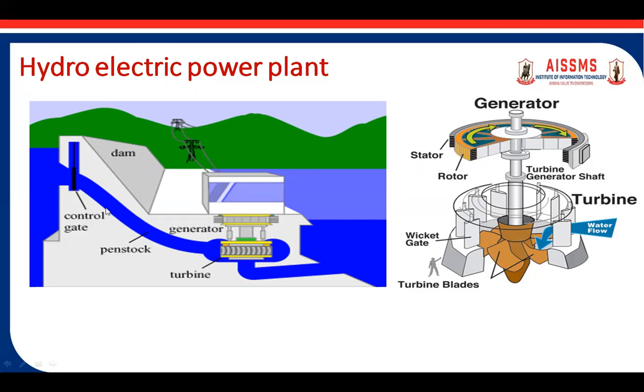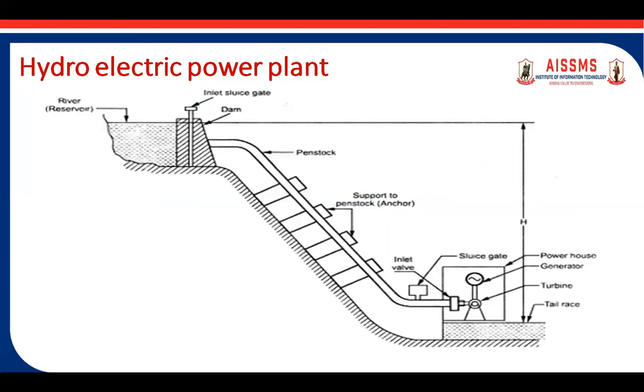The anchors are provided here to support the penstock. Then the high kinetic energy water jet strikes the buckets of the turbine. It will rotate, and as it rotates, you will get the electricity by means of this arrangement, the generator with the stator and rotor. So this is how the hydroelectric power plant works.